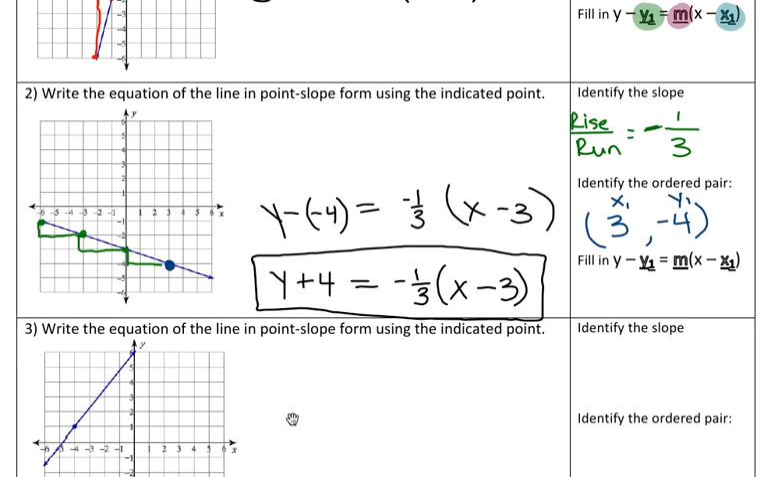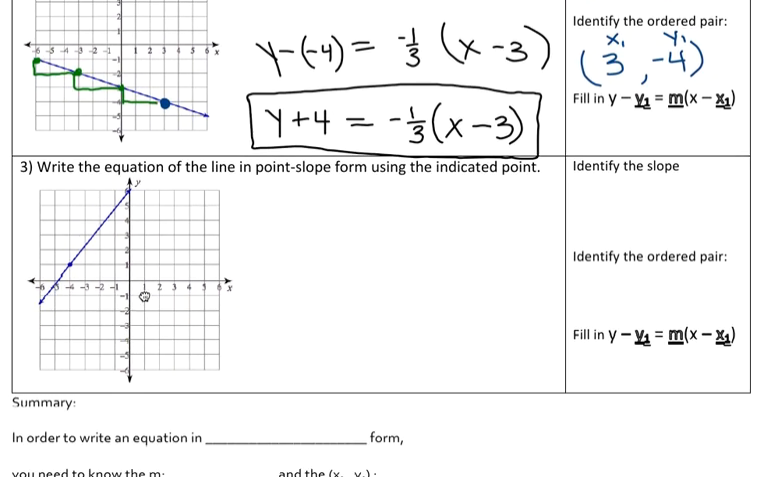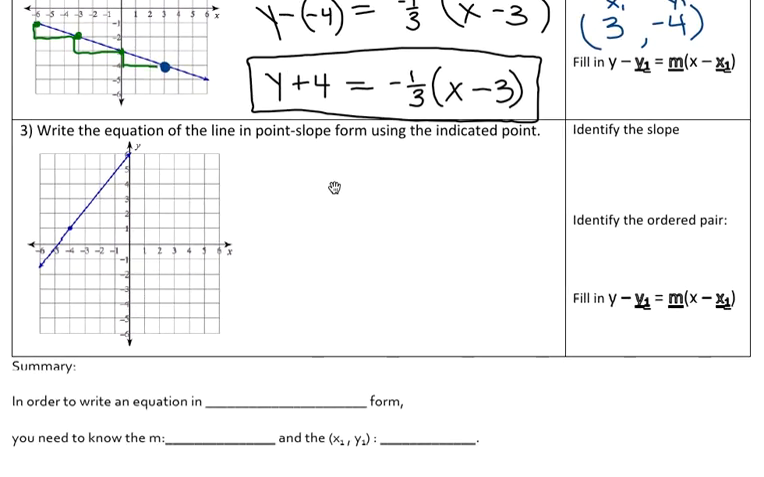Okay. All right, last one. We're going to write the equation of this line in point slope form using the indicated point. Indicated point just means which point is given to us. Okay, that means like the given point. So which point did they tell us? They told us this one, if you can't see it. And then we're going to identify some other points here.